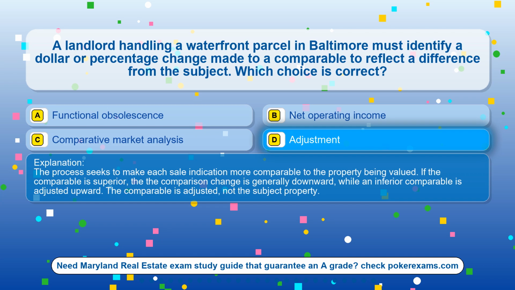The process seeks to make each sale indication more comparable to the property being valued. If the comparable is superior, the comparison change is generally downward, while an inferior comparable is adjusted upward. The comparable is adjusted, not the subject property.